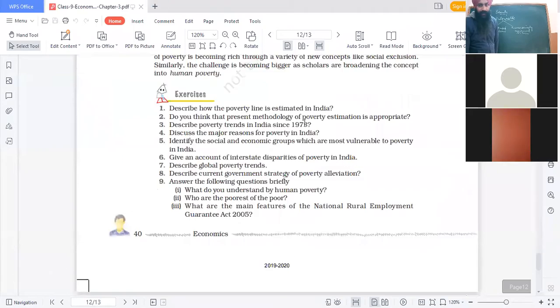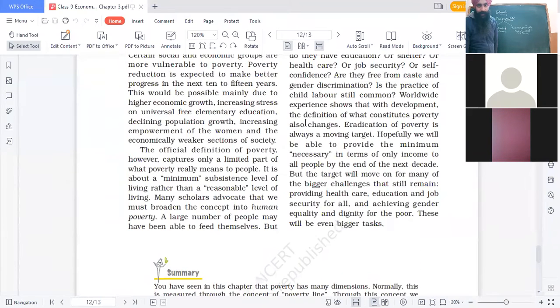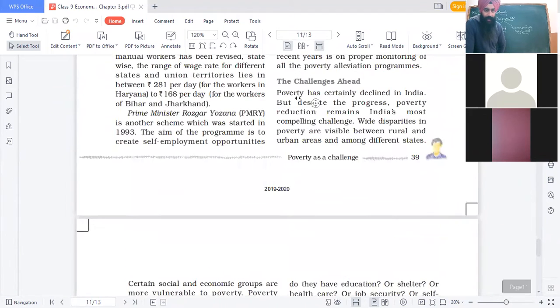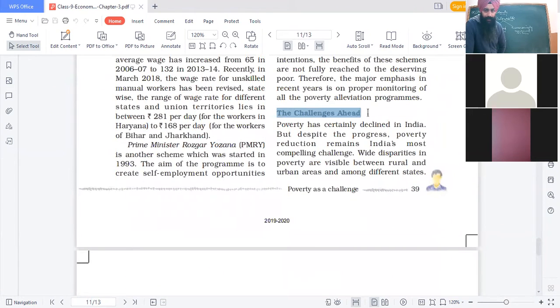So what are the reasons responsible for this? Unequal distribution of natural resources. First, uneven distribution of natural resources.